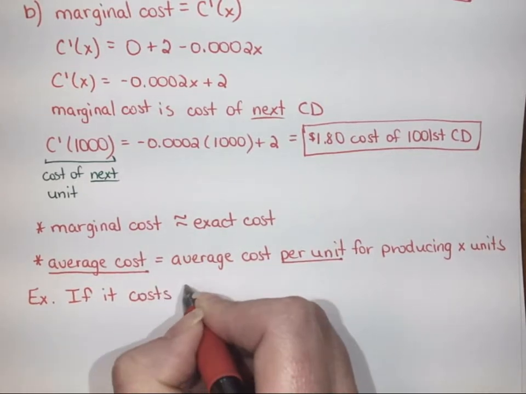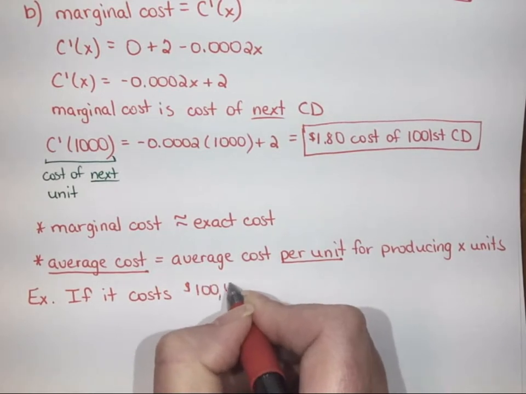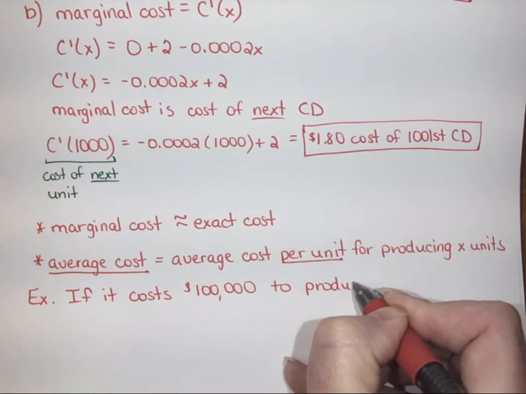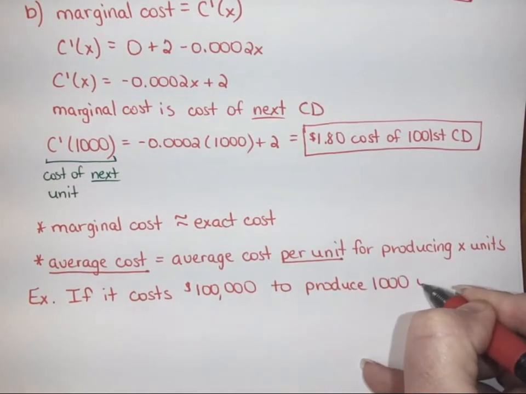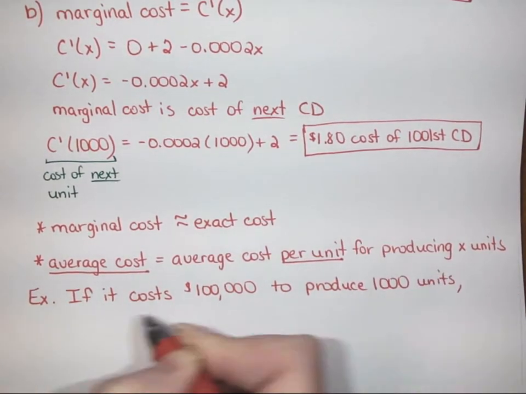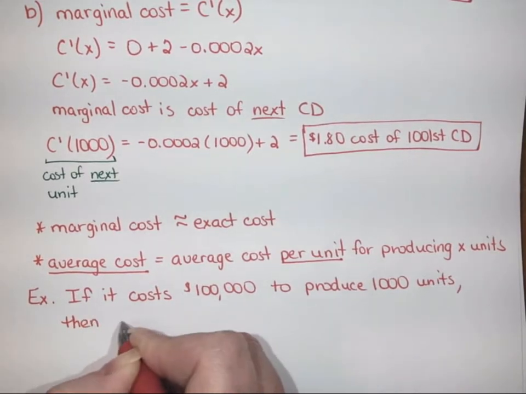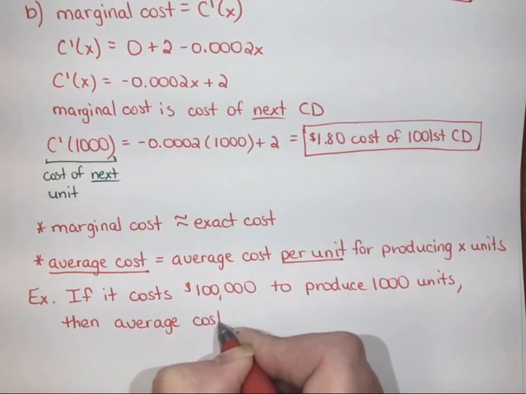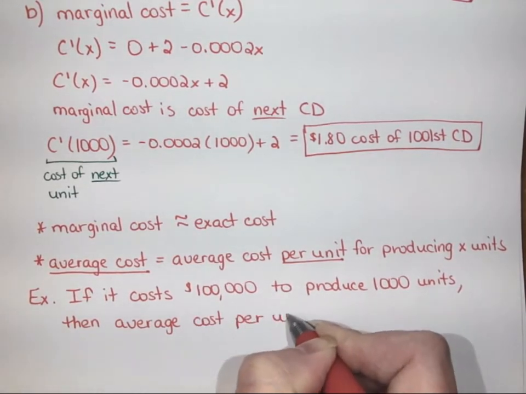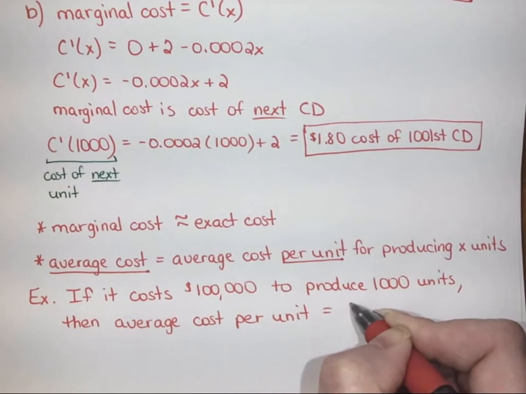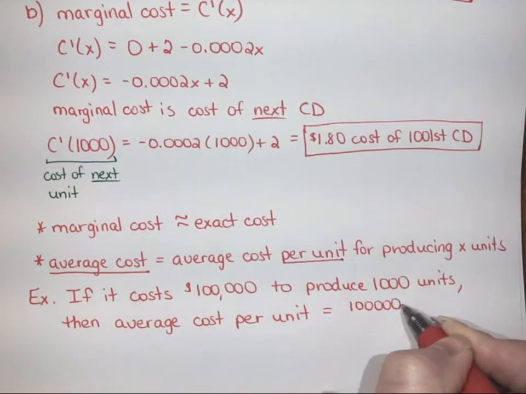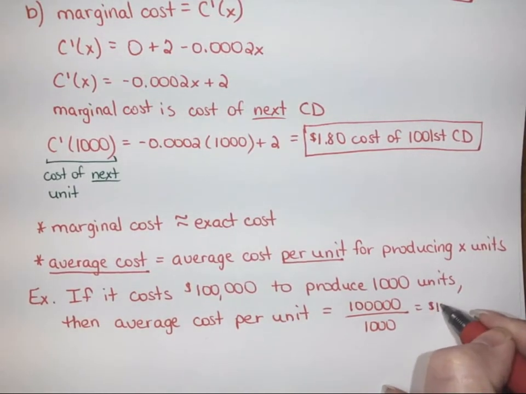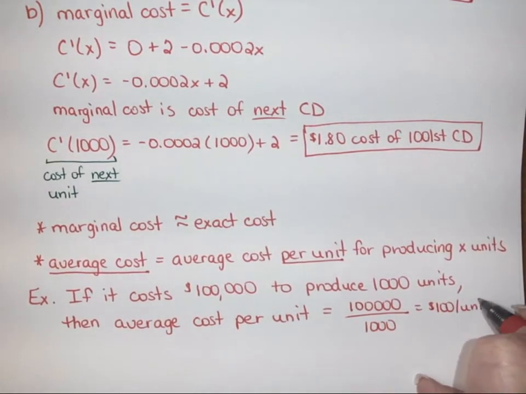So let's say that it costs 100 grand to produce 1,000 units. I want you to think about how you would find the average cost per unit. If you know the total cost and you know how many units you made, it should be easy to find the cost per unit, right? You just take the 100,000 and divide it by 1,000, and you get an answer of $100, but it's $100 per unit.